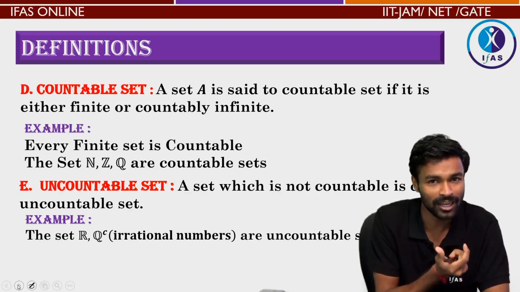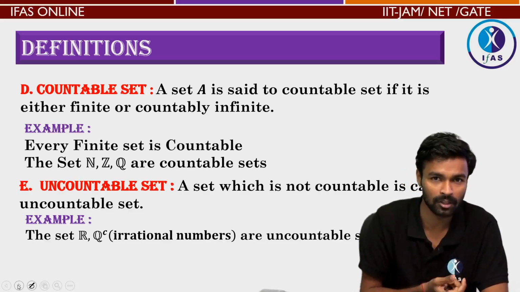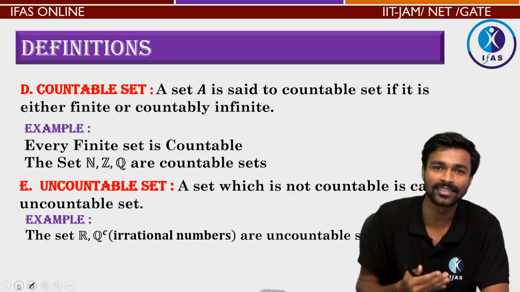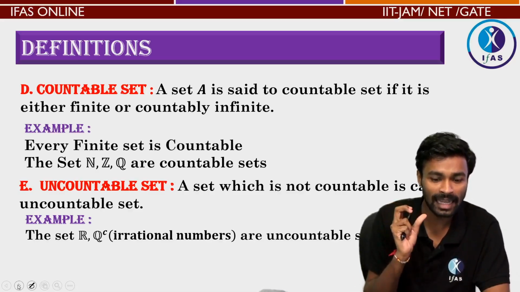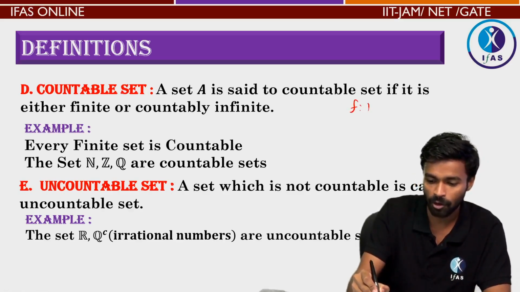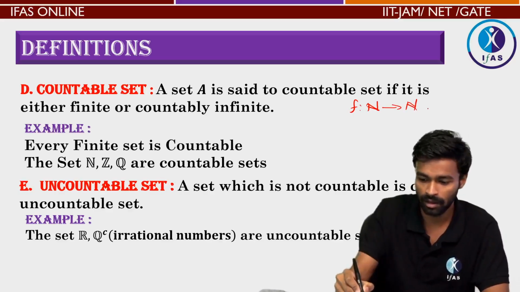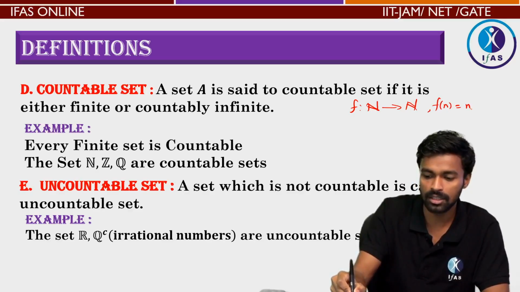तो अगर वो सेट फाइनाइट होता है या फिर काउंटेबल इनफाइनाइट होता है तो वो जो सेट बनेगा वो काउंटेबल सेट बनेगा. So the example is obviously every finite set is a countable set. The next example is set of natural numbers. So I can find a bijection map from set of natural numbers to set of natural numbers. That is my identity function. I will take f of n is equals to n.